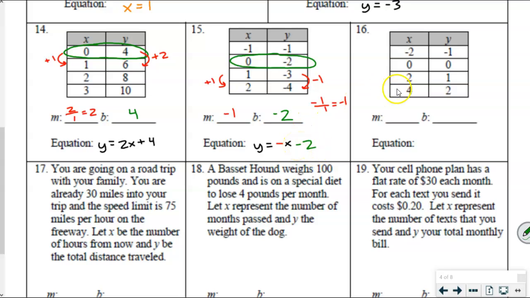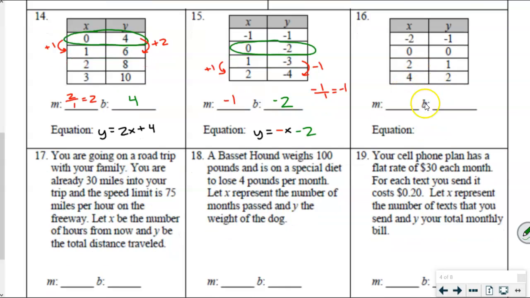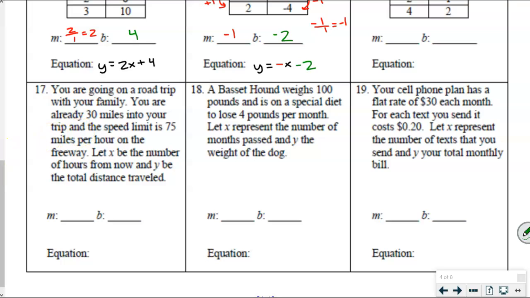We're running a little bit short on time, so I'm going to try and make time for 16 at the end. If not, that one is going to be your homework. Let's move on to 17, 18, and 19, where now we have a story. No graph to look at, no table to give us clues. All we have is a story.